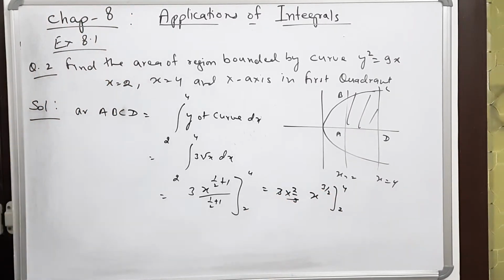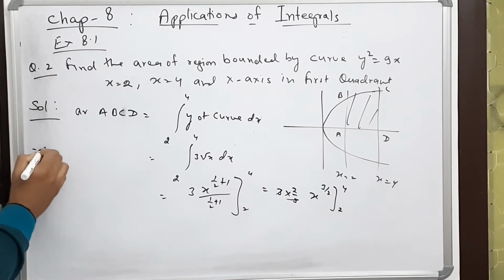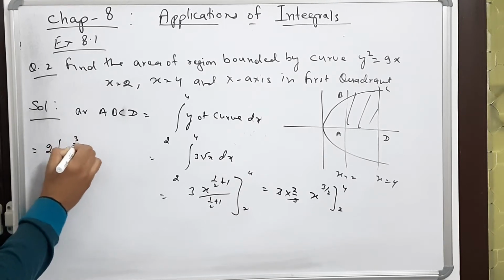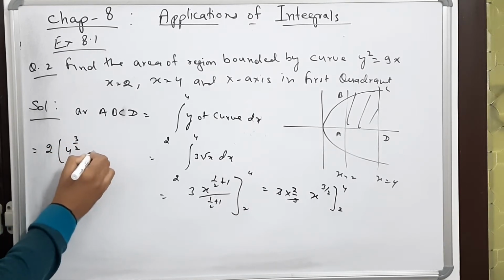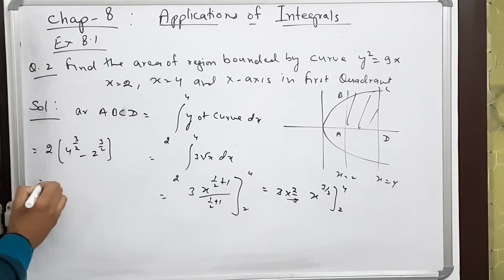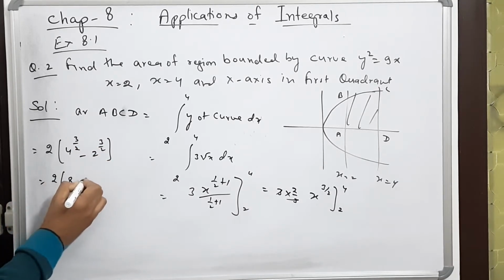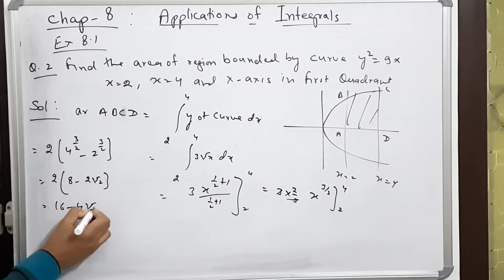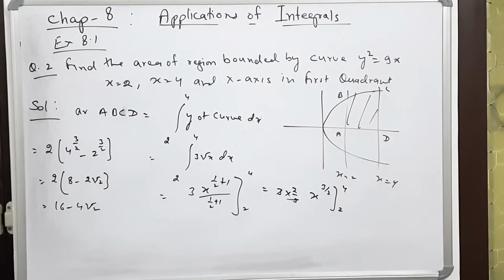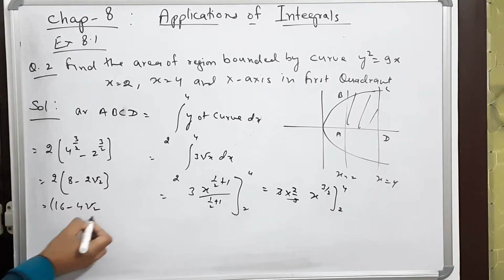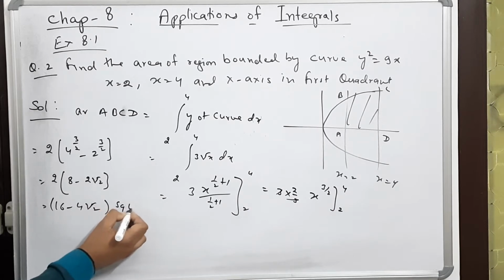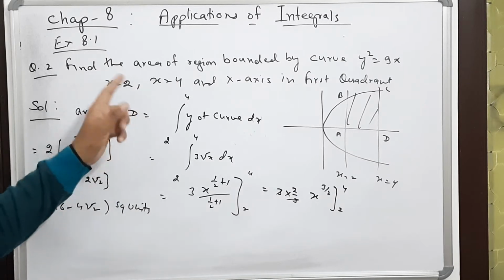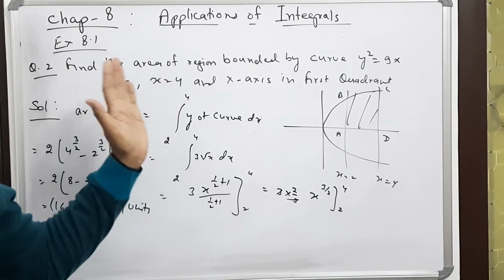So the 3 and 3 cancel here, and the next part is 2 times (4 power 3/2 minus 2 power 3/2). So it is 2 here, this will be 8 and this will be 2 root 2. So the answer is 16 minus 4 root 2 square units.